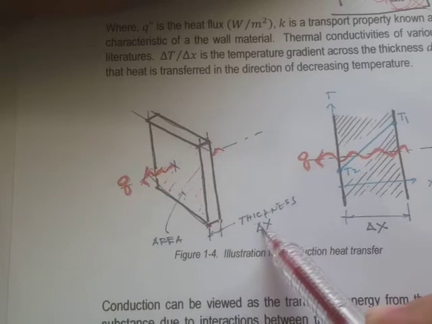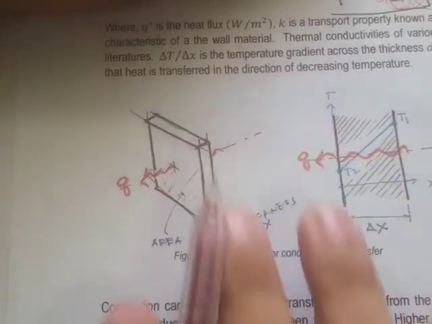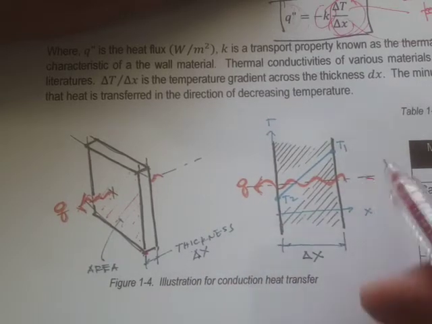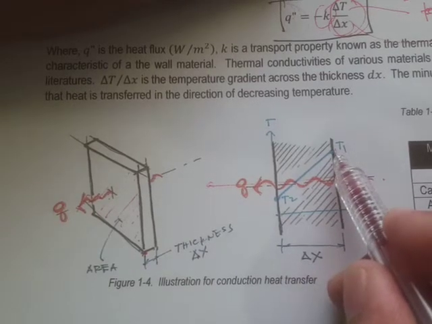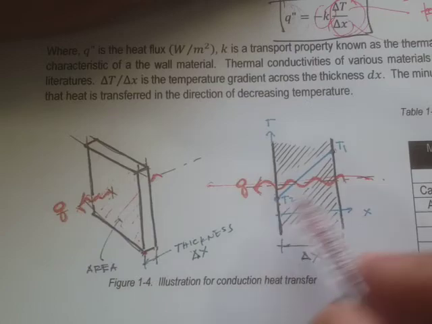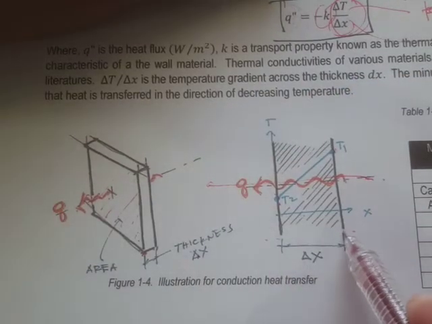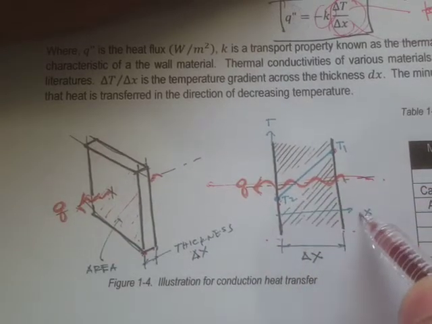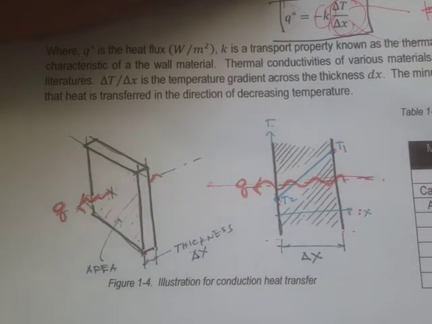Delta X, in some literature they use L rather than delta X. If we detail a section, we see heat flow from this region to that region. That means the temperature at this surface is higher than the temperature at that surface, so that's the direction of heat flow. Here's our delta X, and the graph right here is between temperature and the distance X.